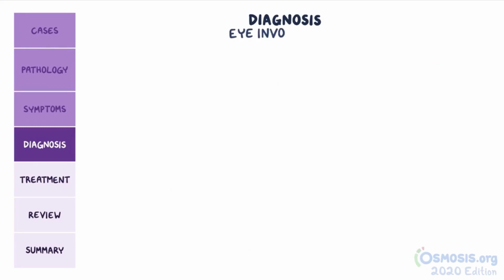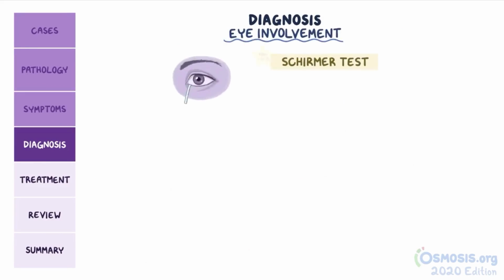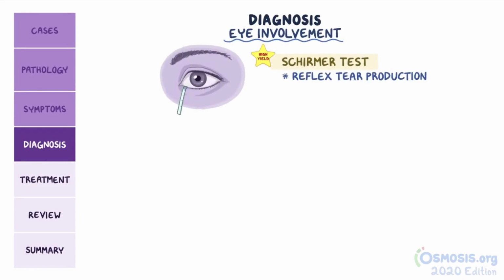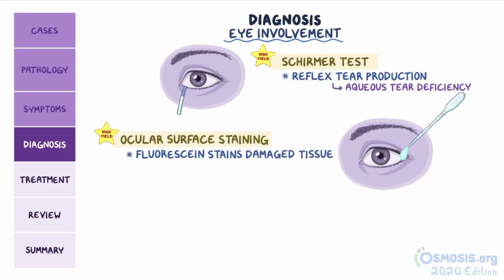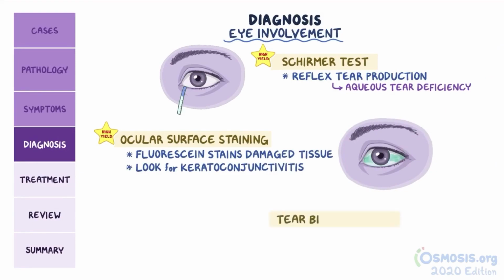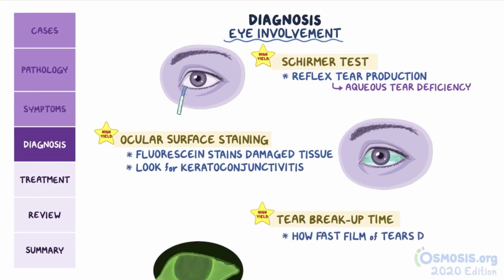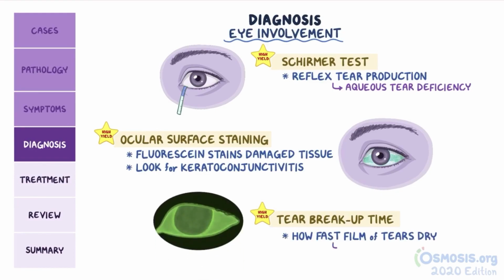Eye involvement is tested by the Schirmer test, which measures reflex tear production, and it typically shows aqueous tear deficiency. Another test is ocular surface staining. That's where a dye like fluorescein is used to stain areas of damaged tissue, which is then observed under a slit lamp to look for signs of keratoconjunctivitis. And the final test is the tear breakup time, which assesses how fast the film of tears that normally spreads over the eyes while blinking takes to dry. In Sjogren's syndrome, this occurs faster than normal.